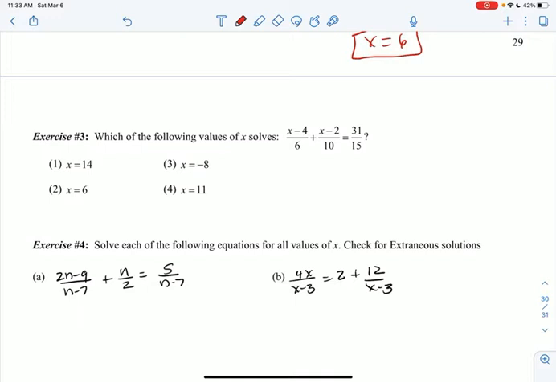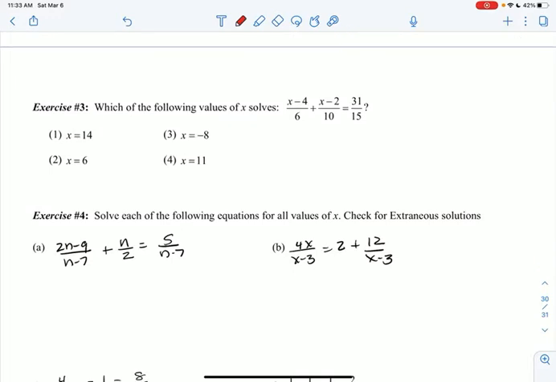Now this one, since it's multiple choice, you actually technically can test out the choices. Now you know how to do that, but let's practice our new method. So I need my least common denominator. So my least common denominator of 6, 10, and 15 is 30. Everything's multiplied by 30. Everything. Every single term. Because 6 goes into 30 5 times. So you've cleared that denominator, and now what's left gets multiplied.